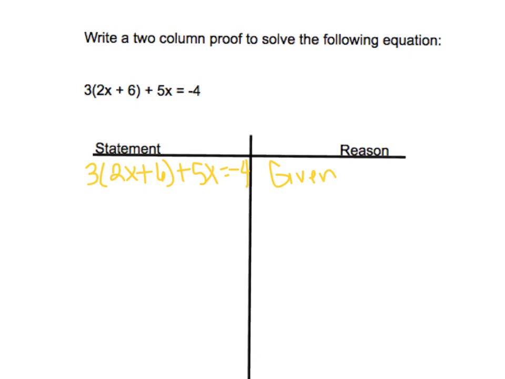The first thing that I'm going to do, I notice there's the distributive property that I need to use. So I'm going to multiply that 3 all the way through. So I'd have 6x plus 18 plus 5x equals negative 4. And what I did there was the distributive property.